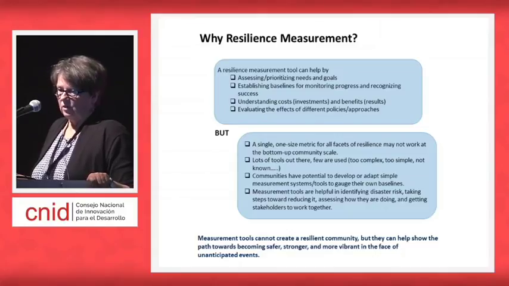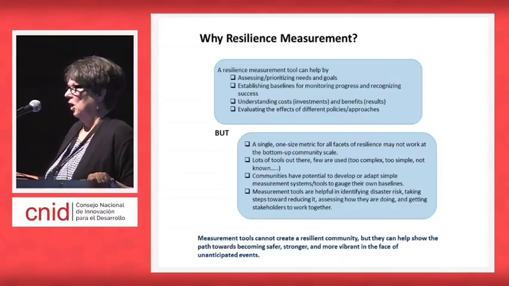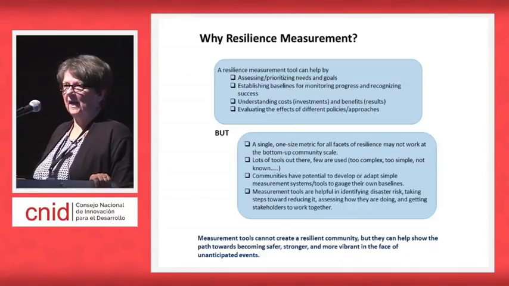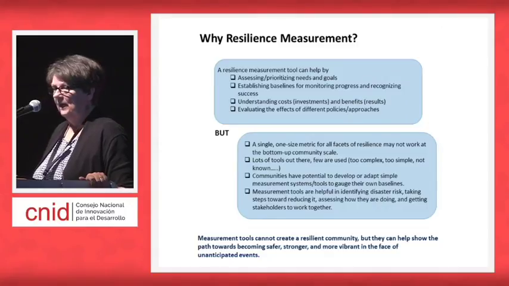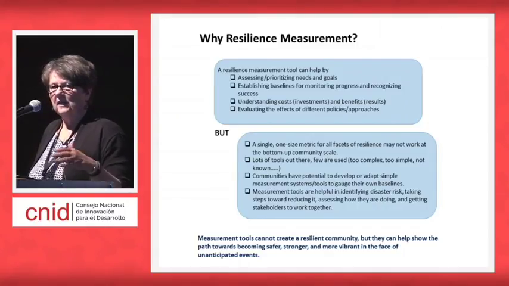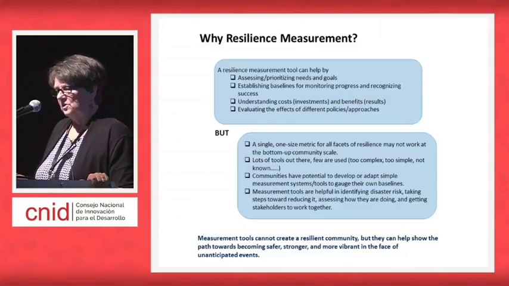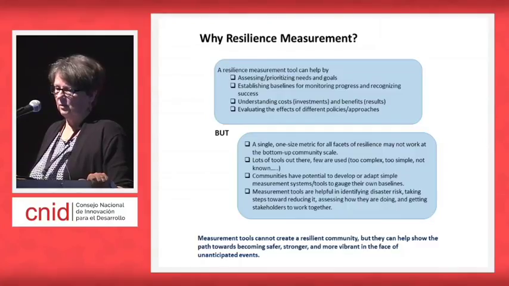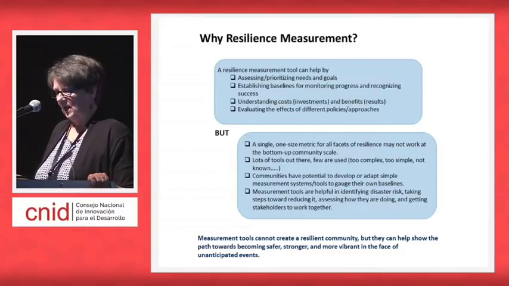There are lots of tools out there, but very few of them are used. Some of them are too complex, some of them are too simple. Communities certainly have the potential to develop their own index, their own baselines, but how do you compare one community to another, particularly if you're trying to allocate resources as equally as possible? And the measurement tools, I think, are helpful, in particular in identifying risks and taking steps to do it. They're also useful, as we heard earlier, about getting stakeholders to work together.